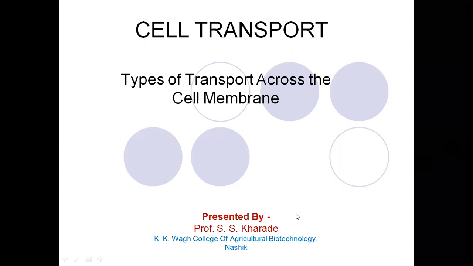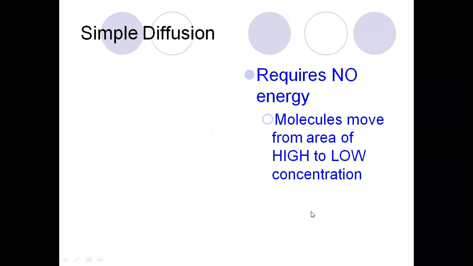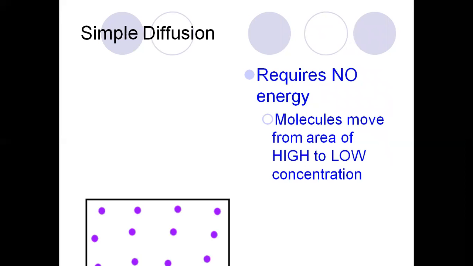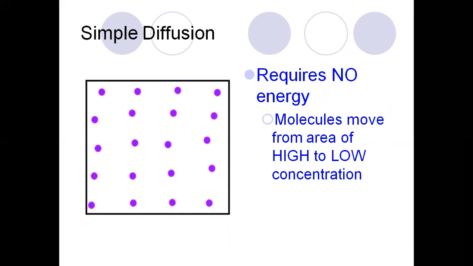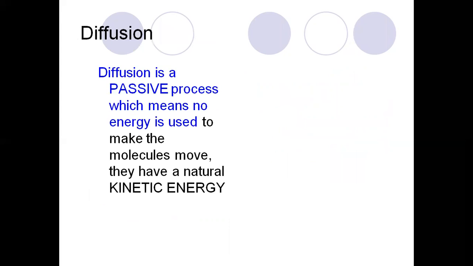So, first of all, we will know the simple diffusion term. Simple diffusion plays an important role inside cell transport. It requires no energy. The molecules move from an area of high concentration to a lower concentration.